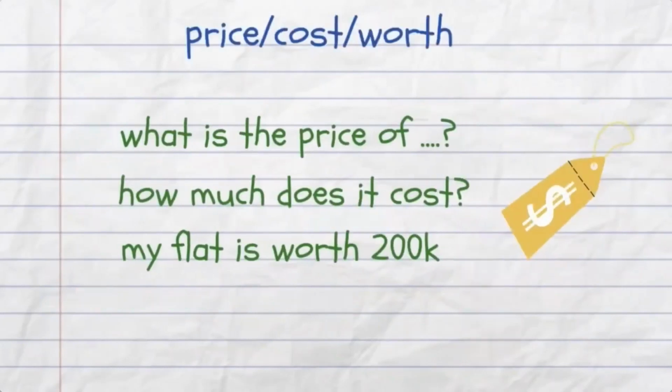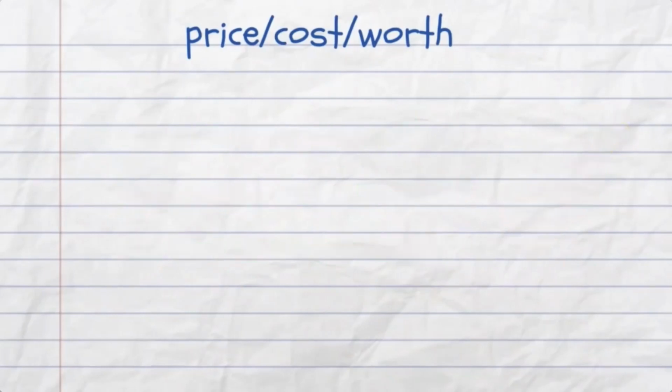To ask about the price, the questions are: what is the price of something? How much does it cost? You can also use the adjective worth. For example, my flat is worth $200,000. And if you ask me why the letter K stands for the word thousand, from what I know, it originates from the Greek word kilo, which means 1,000.